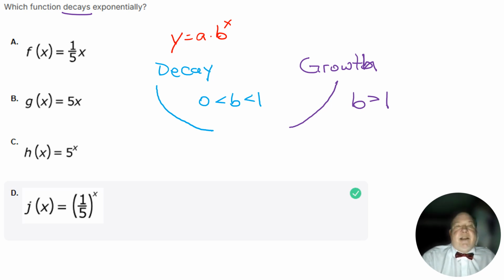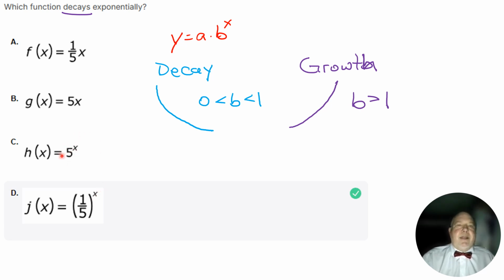Now, A is not even an exponential function because x isn't an exponent. The x has to be an exponent, and here it's just 1/5 times x. So this is actually a linear function, not even exponential. The same thing with B. That's not an exponential function either. It's also linear. C, okay, here we've got an exponential function, and D we have an exponential. So C and D are exponentials.